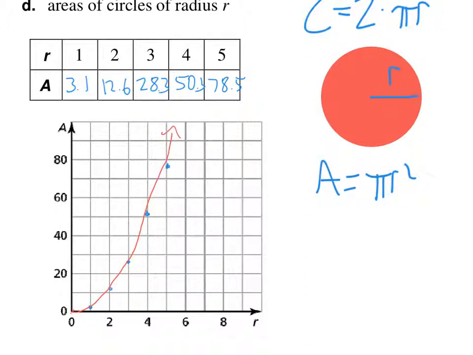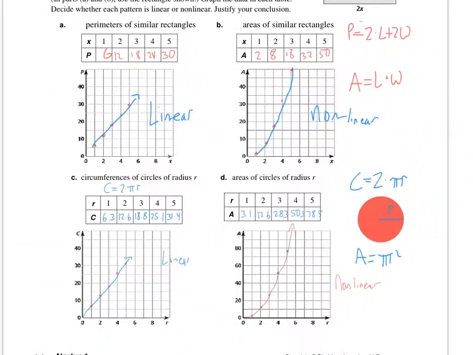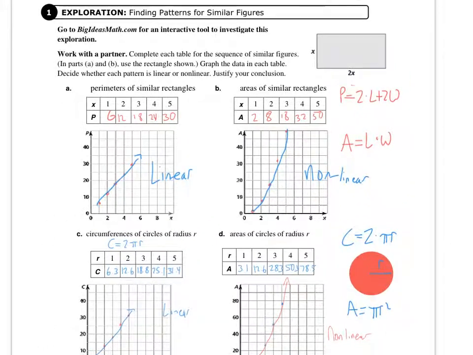No, it's curving like this. Actually, let's see here. This point should be a little bit lower. Let's try that again. It's going to go a little lower like that. So no, this is a curve. In fact, it's a curve we call a parabola. So this one is non-linear. All right, so we've got two graphs that make a line, and two that don't.